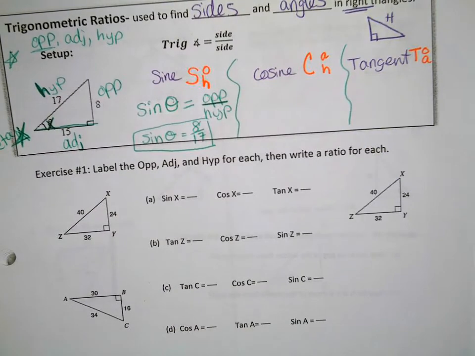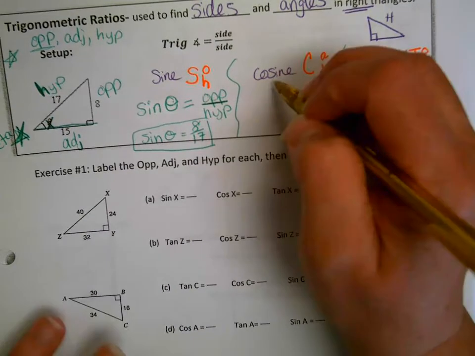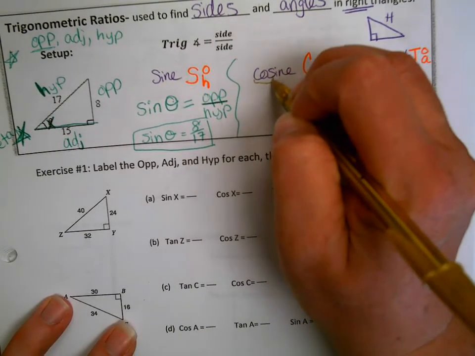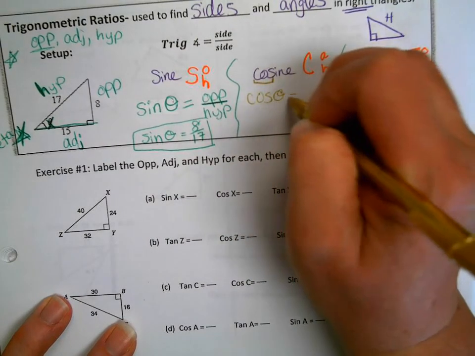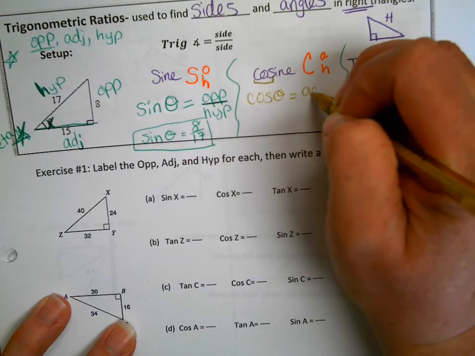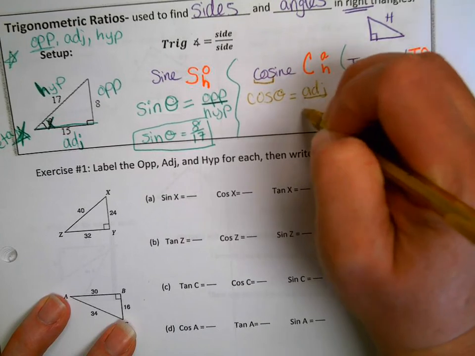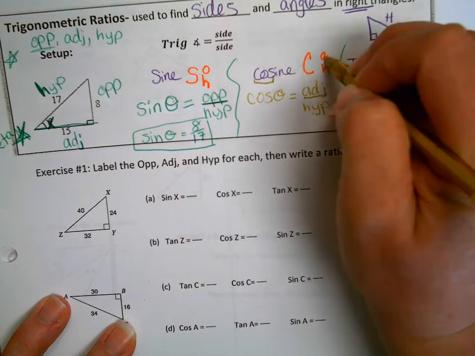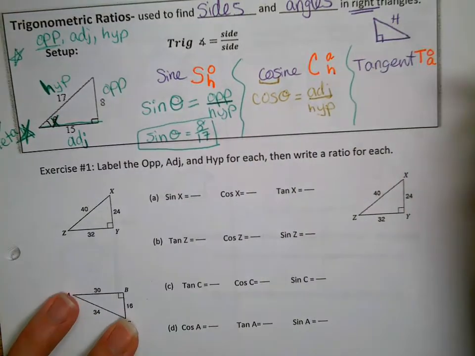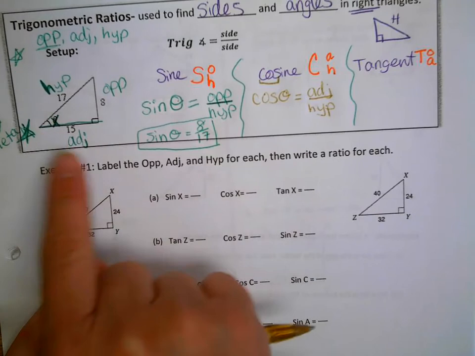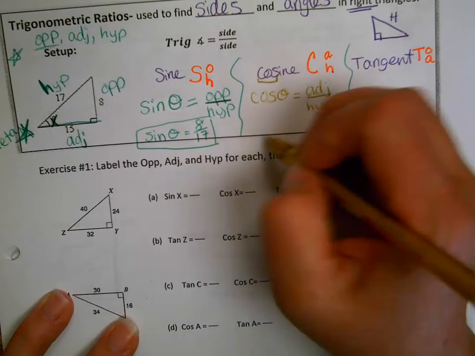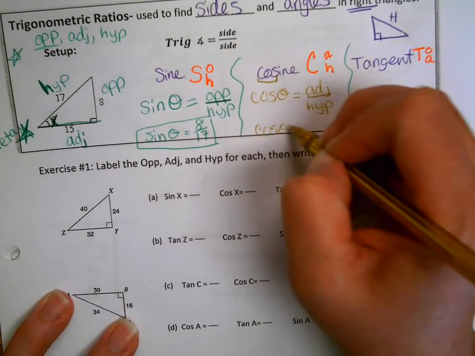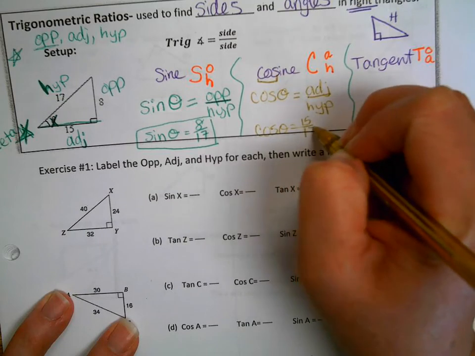Okay. Cosine of that angle, cos, abbreviated COS, of angle theta is always the adjacent side over the hypotenuse. A over H, adjacent over hypotenuse. So looking at the 3 measurements, the adjacent measure is 15 and the hypotenuse is 17. So cosine of theta is 15 over 17.